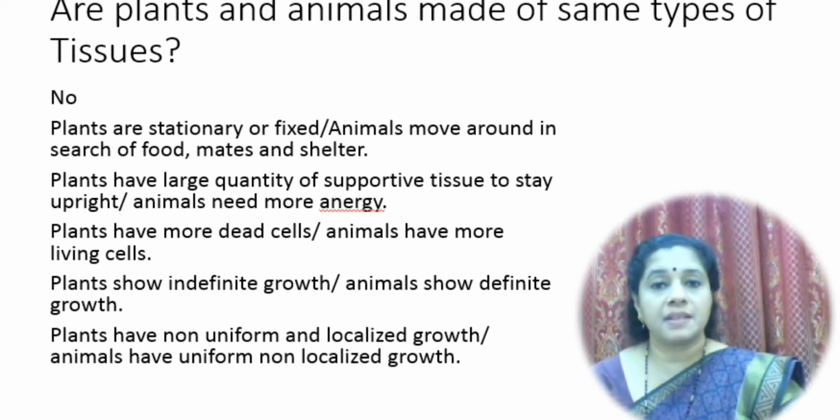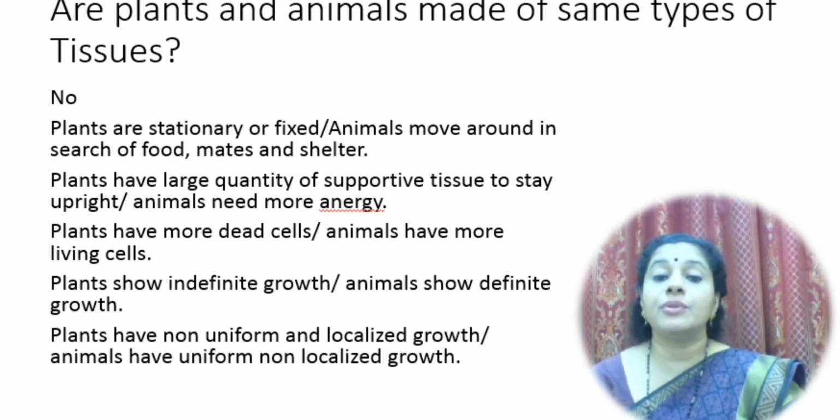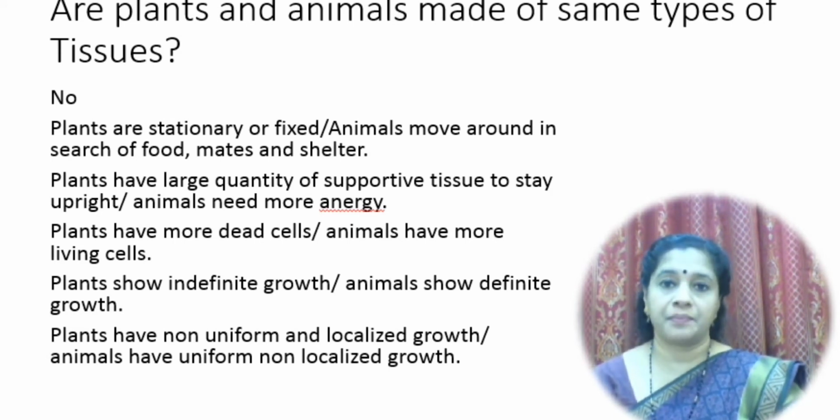So what are the major differences between plants and animals? First of all, plants are stationary or fixed, whereas animals move around in search of food, mates and shelter. Have you ever seen a plant going from one place to another? They move, but they do not have locomotion. Means they don't change their position.